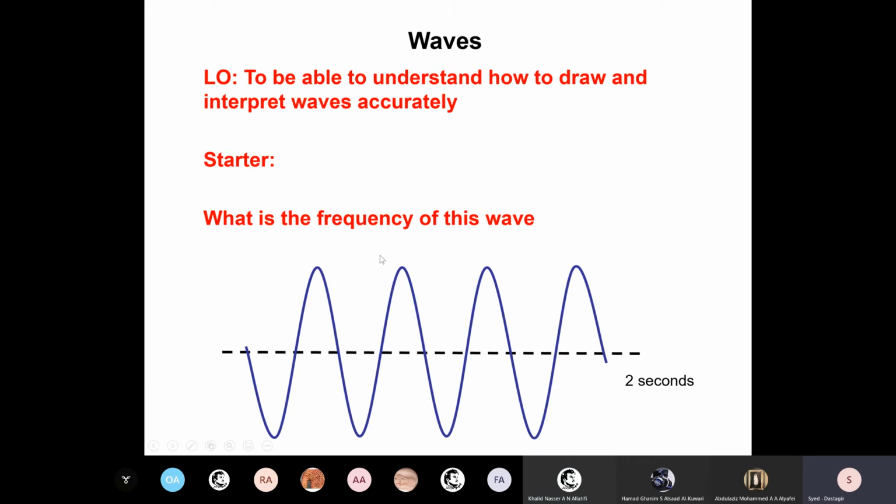So then, Khalid, see this diagram here? What's the frequency? 2. How did you come to that conclusion? Because there are 4 waves in 2 seconds. 1, 2, 3, 4 in 2 seconds. So then the waves that pass in 1 second, only 2 waves. Okay, is our answer 2 waves?